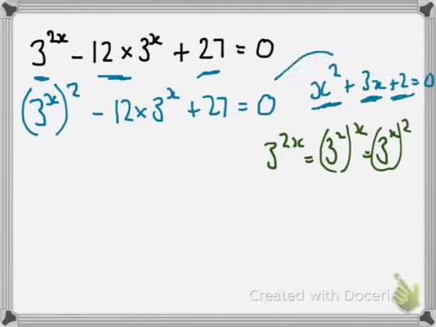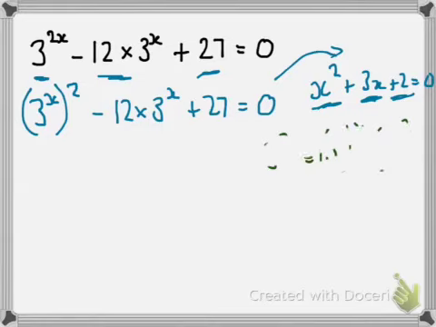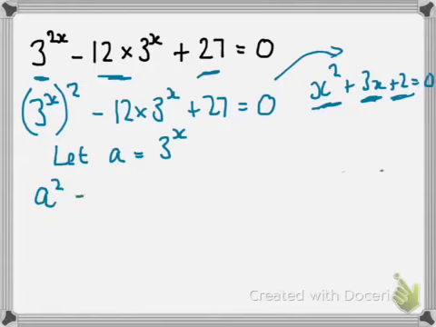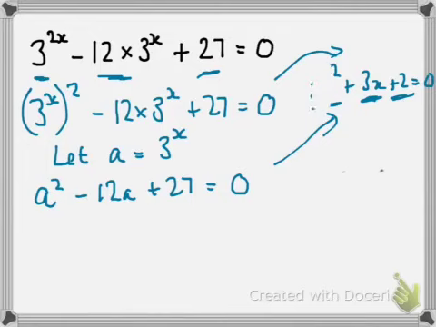Alright, now you might be thinking, well, I'm still not seeing this. What are you talking about there, Mr. Moore? Well, maybe now if we make a little substitution. The substitution I'm going to make is I'm going to let a equal 3 to the power of x. If I do that, we get a squared minus 12a plus 27 equals 0. See how I've made that substitution? Now you can see, hey, this looks like a quadratic equation. Now I'm starting to see the light here.